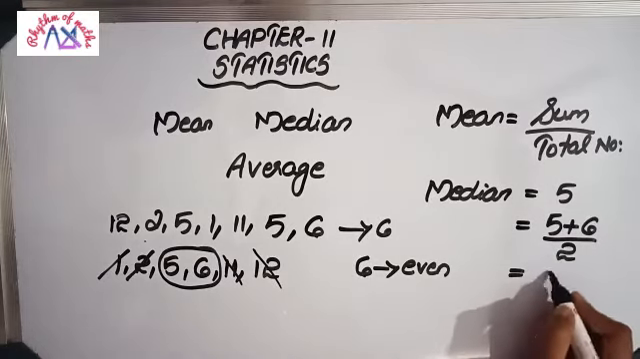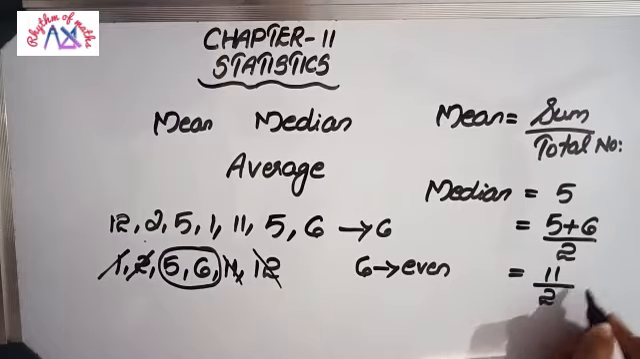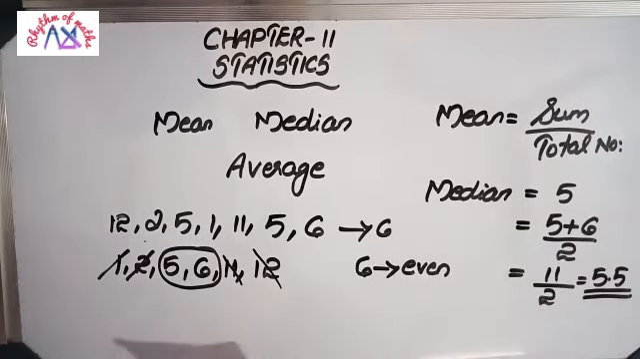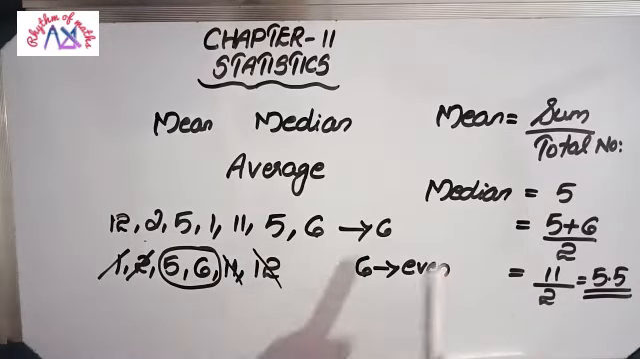So 5 plus 6 is 11. 11 by 2, that is 5.5 will be the answer. Okay, 5.5 will be the median. So this is a method to find mean and median for ungrouped data.